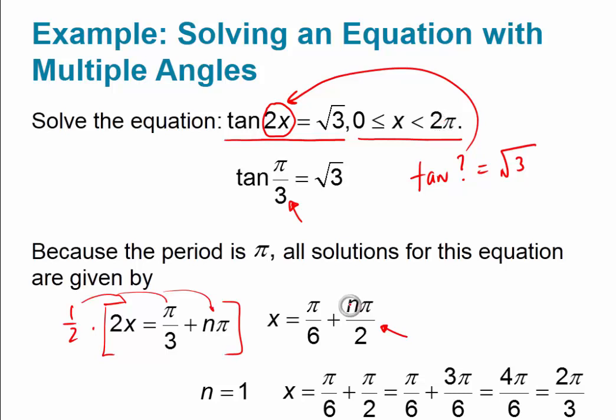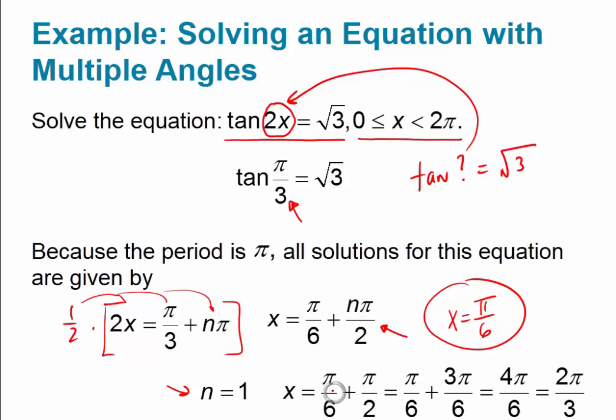So when n is equal to 1, remember our first solution is when n is equal to 0. So the first thing we do is look at when n is equal to 0, and we're going to get the answer of just this, pi over 6. That's our first solution. Now let's get our second solution. When n is equal to 1, putting a 1 in there, we're just going to be adding another pi over 2 here.